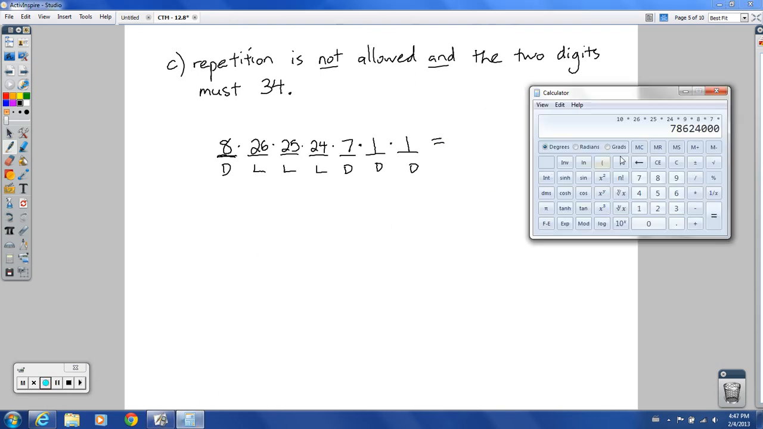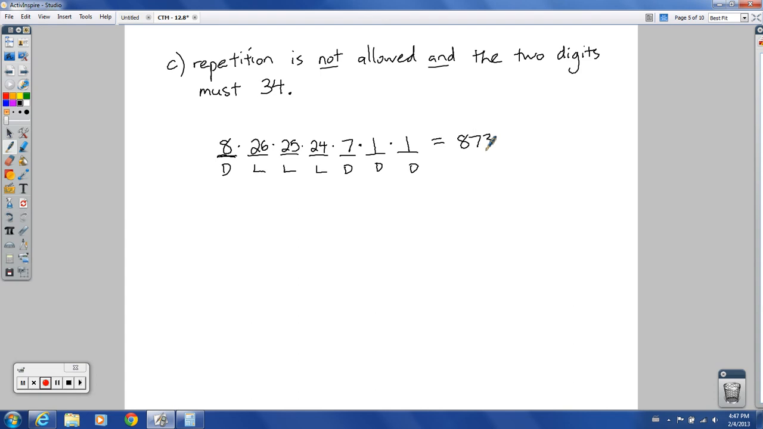and let's see what that gives us. So we have 8 times 26 times 25 times 24 times 7. I'm going to leave off the times 1 because that's not going to change anything. So I have 873,600 license plates. So a lot less than before, because these 2 digits were already chosen, already selected for you.